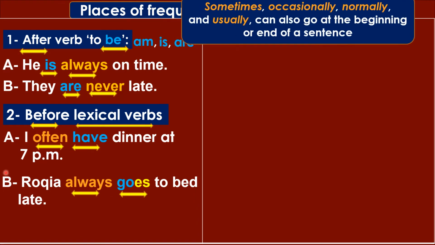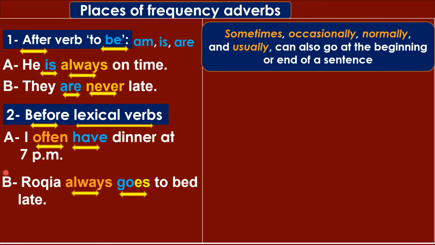Okay. Let's talk about another point. Some frequency adverbs such as sometimes, occasionally, normally, and usually, in addition to coming in the middle of the sentence, can go at the beginning or the end of sentences. So they occur in three places: at the beginning, in the middle, and at the end.